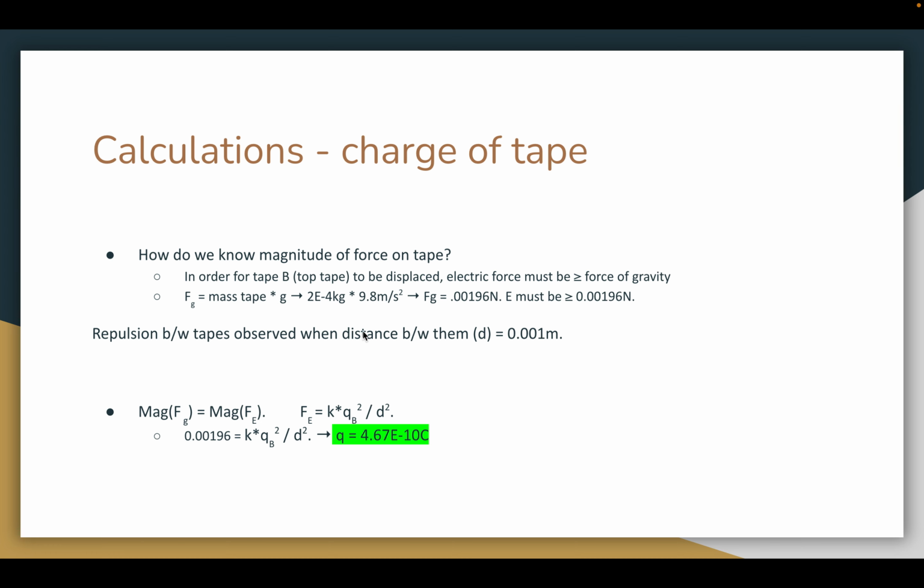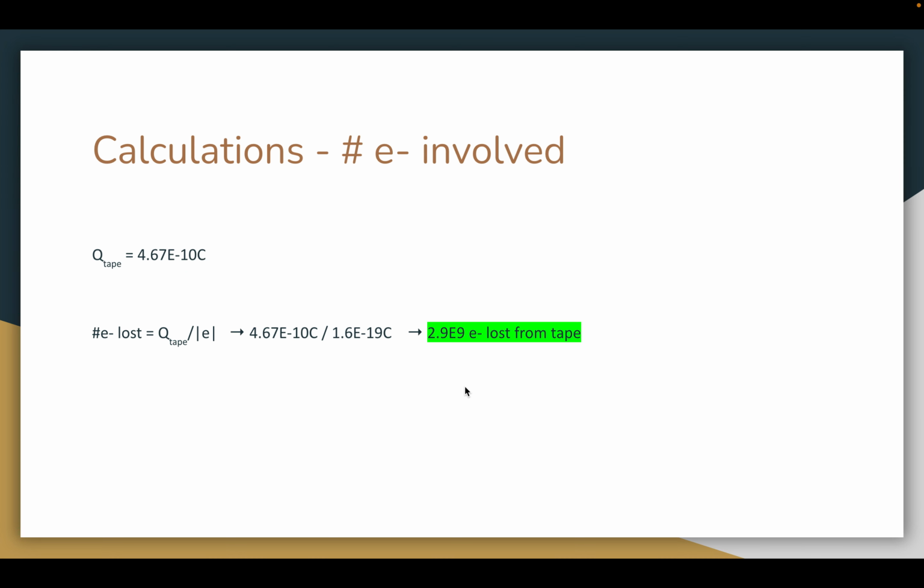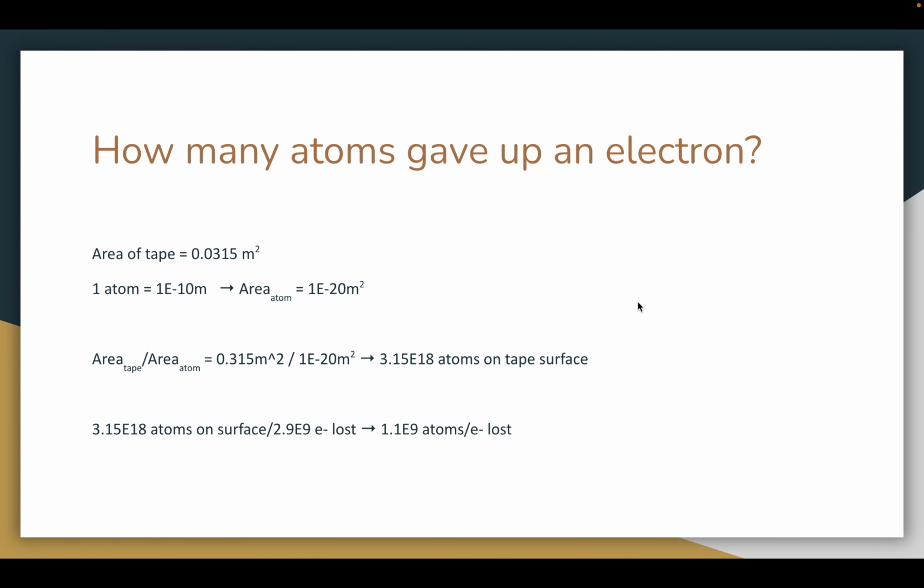We observed repulsion between the tapes when the distance between them was 0.001 meters. Using this equation here for the electric force, we computed that the charge on tape A must have been 4.67 times 10 to the minus 10 coulomb. Now, we want to know how many electrons were involved in this process. We know that the charge of the tape is this value here, so we can divide this charge by the magnitude of the charge of an electron to determine how many electrons were lost from the tape. And it comes out to 2.9 times 10 to the 9 electrons.